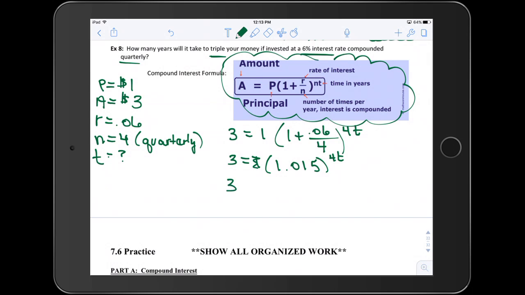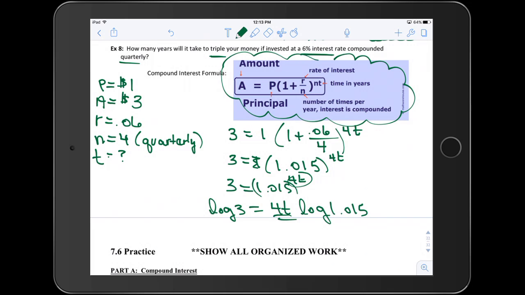So we have 3 equals 1.015 raised to the 4t. And this is where you take the natural log or log of both sides. Of course, if you were graphing it, you'd put the 3 in y1, the 1.015 to the 4x in y2, and find the intersection. But this is where I'm saying it's faster to use logs. And I'm going to actually do this in one great big swooping motion here. Notice I'm moving this down right away, because we've been doing it a while and I'm running out of space.